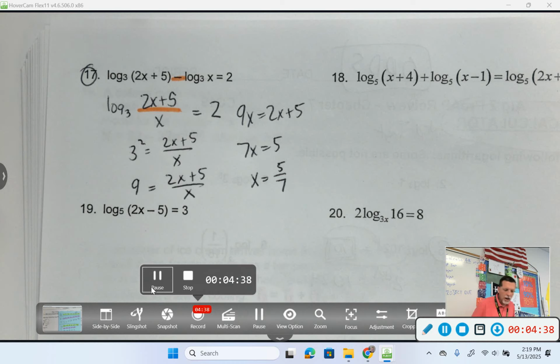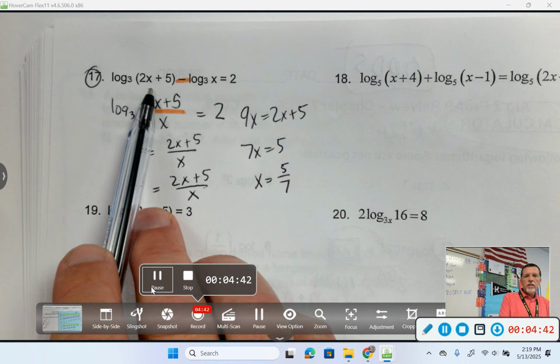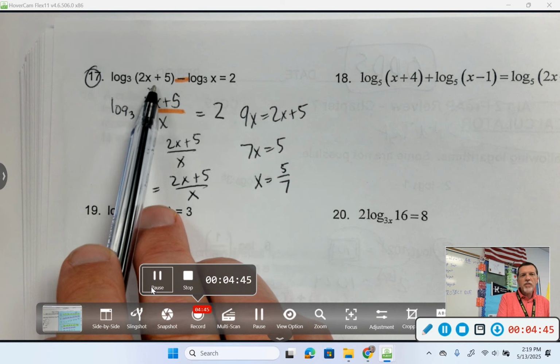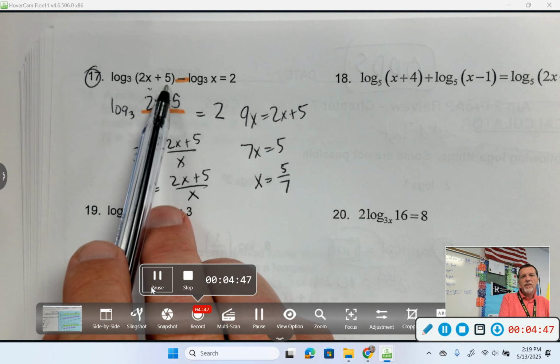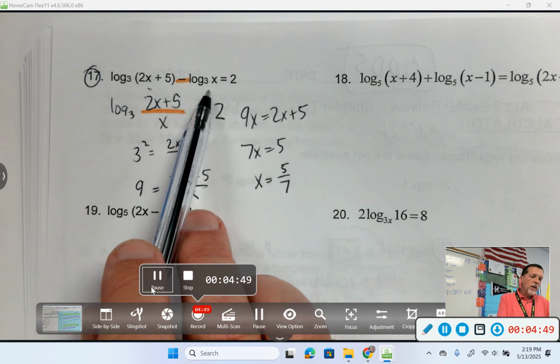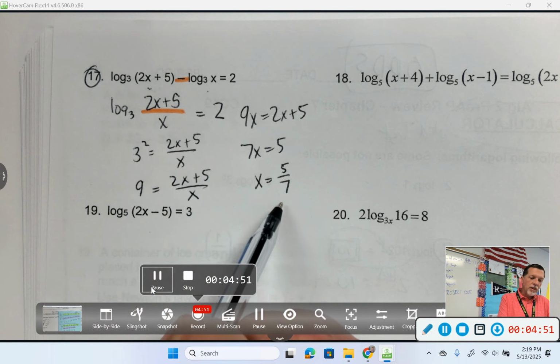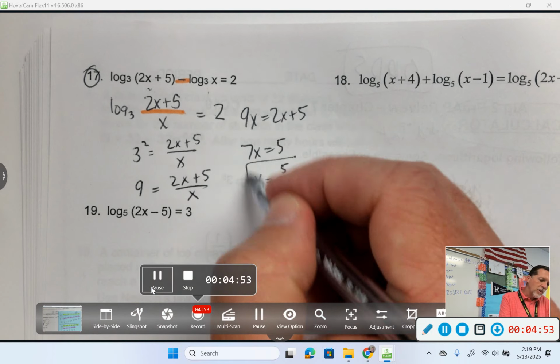And I should probably be careful with log equations to make sure I'm not logging a negative number. 2 times 5/7 plus 5, I don't know what that is, but it's positive. And log of 5/7, again, I have no idea what log of 5/7 is, but it's positive, so we're good.